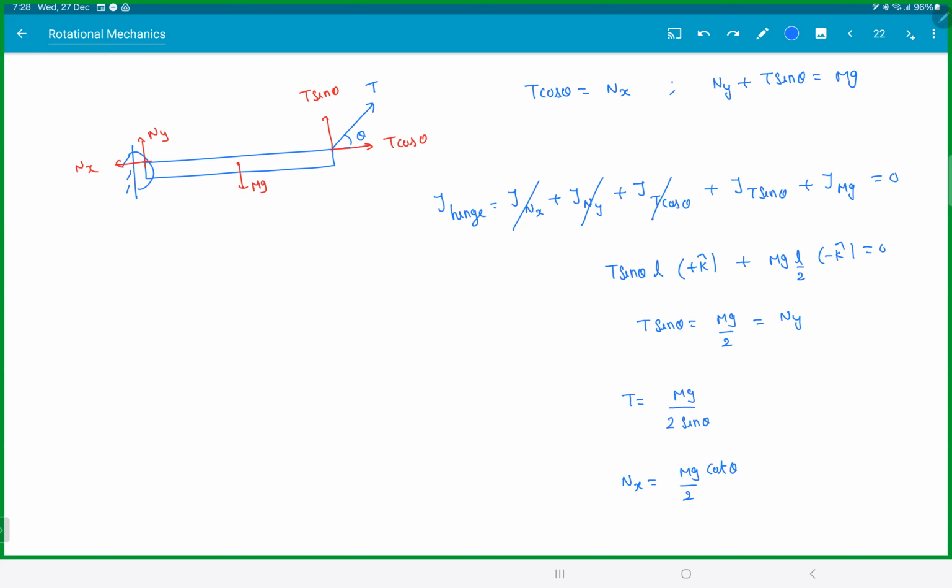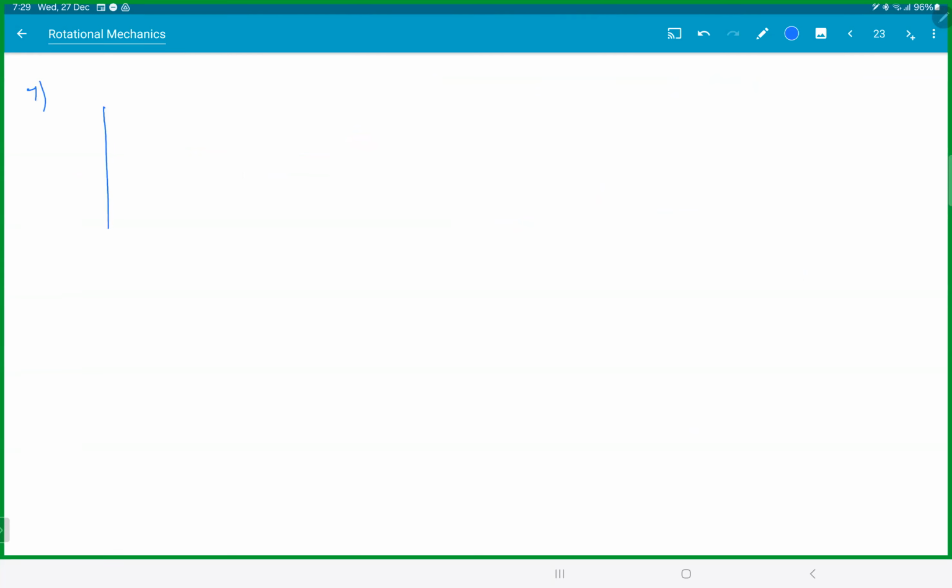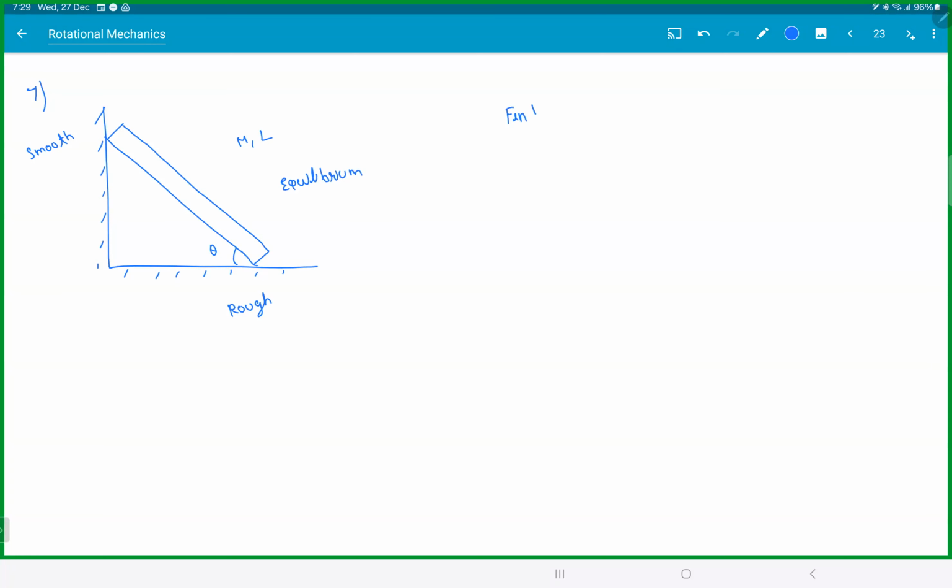Let's see one more. Turn the page. Next one. Smooth wall. This is a standard problem. We have a rod here, mass m, length L, angle theta, ground is rough. Equilibrium. Find all normal reactions and the friction on the ground.